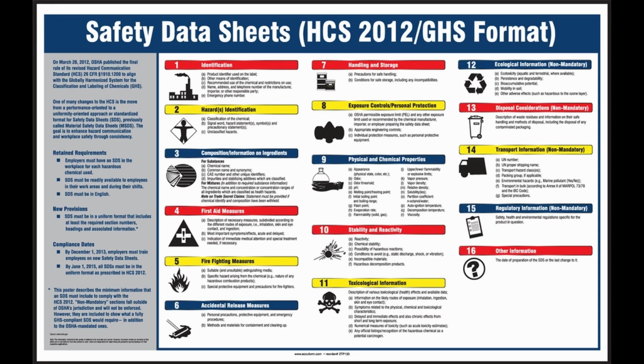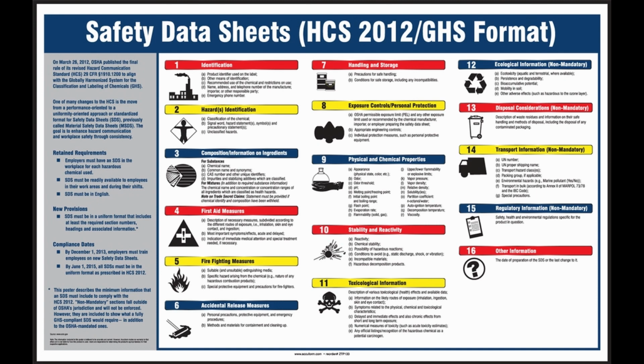They are, number 1, identification. Number 2, hazard identification. Number 3, composition, information on ingredients. Number 4, first aid measures. Number 5, firefighting measures. Number 6, accidental release measures. Number 7, handling and storage. Number 8, exposure control and personal protection. Number 9, physical and chemical properties. Number 10, stability and reactivity. Number 11, toxicological information. And on to the non-mandatory sections.